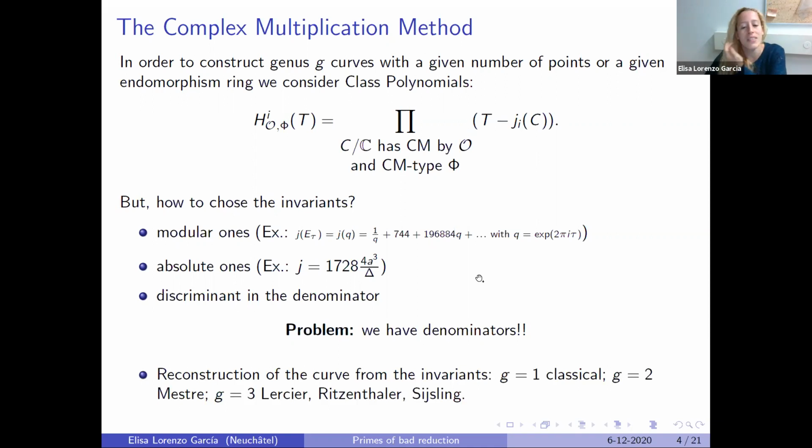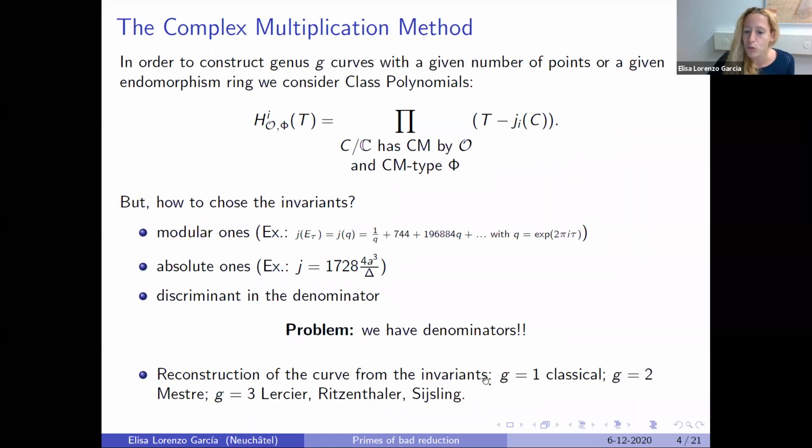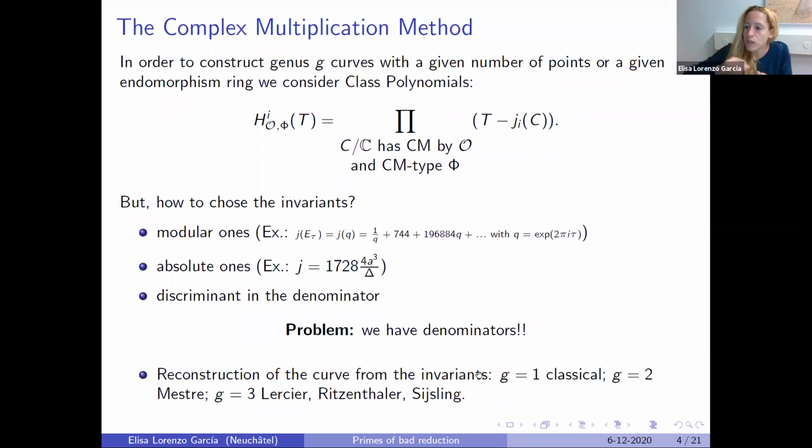And once you have solved this problem, because what you are going to compute are the invariants of the curve, you need a reconstruction algorithm, as we did for genus 1, where, given the j-invariant, we know how to compute an elliptic curve with that j-invariant. Actually, for genus 2 we also know how to do it, and for genus 3 too. So we don't worry too much about this point. Okay, very good. So this is a general strategy.